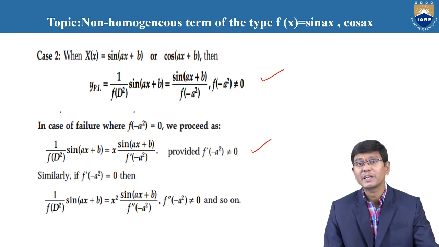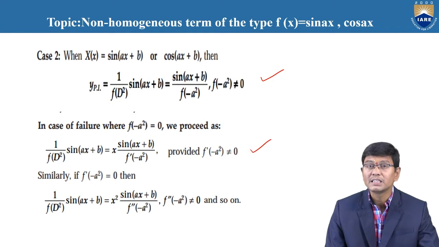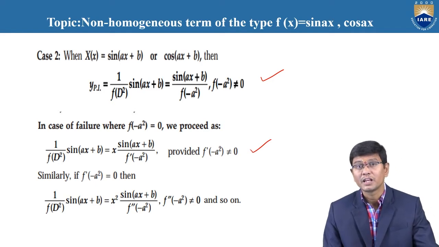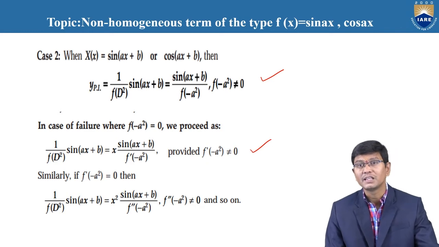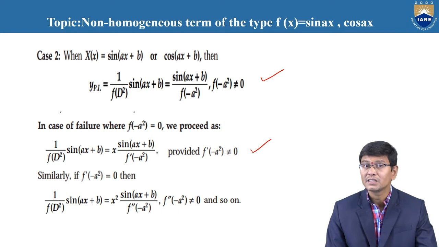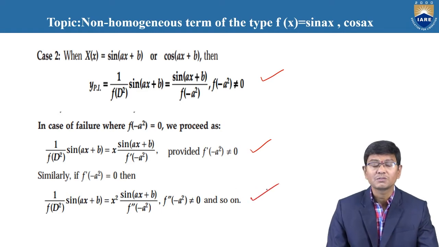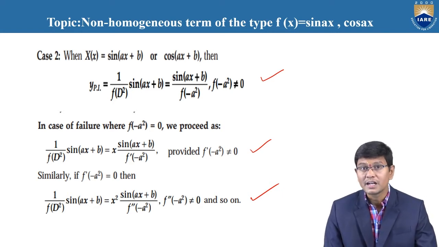If f dash of minus a square is also 0, then we need to multiply by one more x and again take one more derivative of the denominator. Again you replace d square equal to minus a square. That means it reduces the second time, that is x square into sin of ax plus or minus b, divided by the denominator f double dash of minus a square, provided f double dash of minus a square is not equal to 0 and the denominator is not equal to 0.